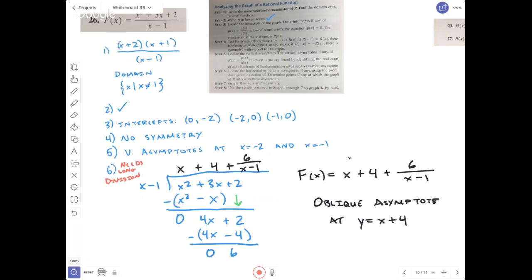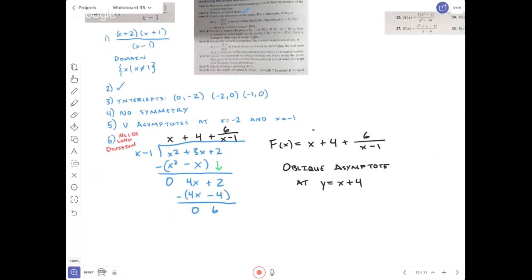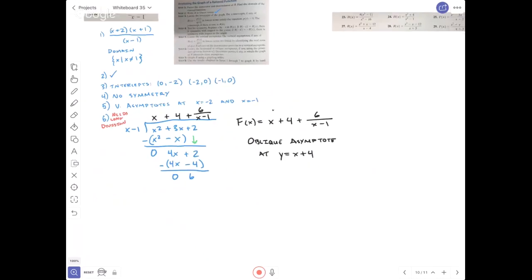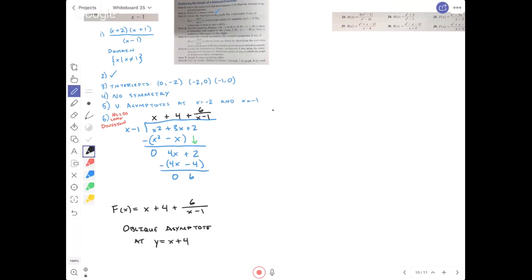So we are now at the step: horizontal and oblique asymptotes. Does f of x intersect those asymptotes? Not happening. So sketch a graph by hand. There we go. By hand. Looking like that and like that.